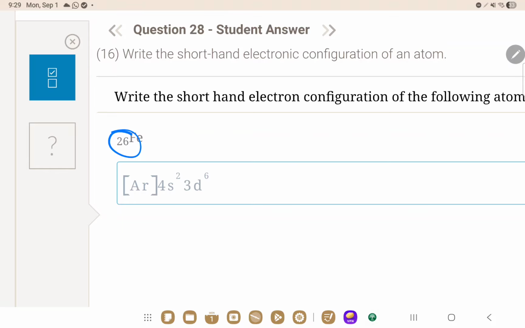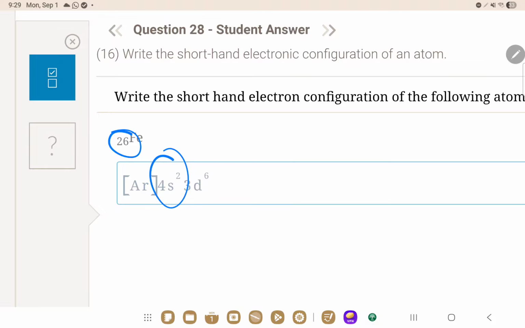Argon has 18 electrons. So between brackets you write argon, and we know that argon is 18. So then you continue on from argon. Since argon is 18, always know after argon you start over again with 4s2. I find it easier than actually writing down the full thing.